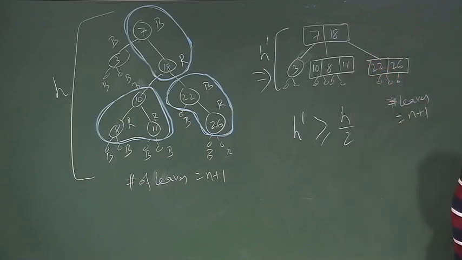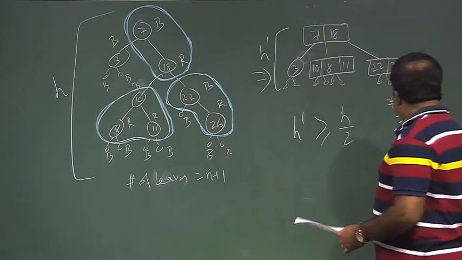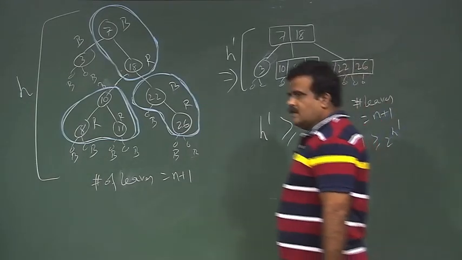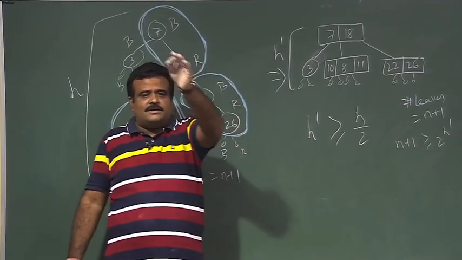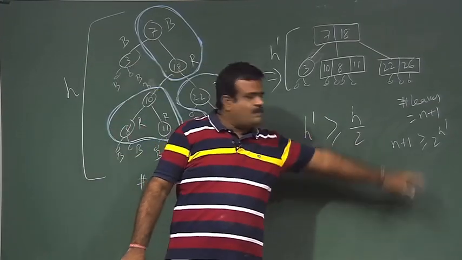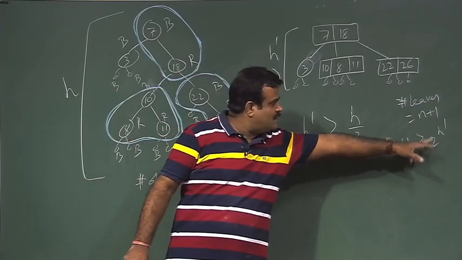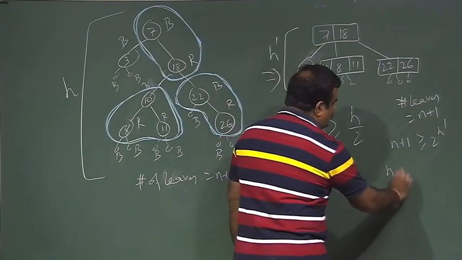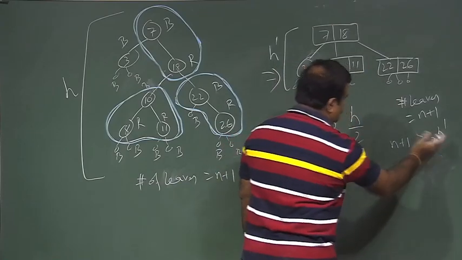Now, each node is having either 2 children or 3 children or 4 children. 2 is the minimum number of children. So from here we can say that n plus 1 is greater than or equal to 2 to the power h prime, because if every node has 2 children, then 2 to the power h prime is the minimum number of leaves it should have. So n plus 1 must be greater than 2 to the power h prime. We also have n plus 1 less than 4 to the power h prime, but we do not need this, we will use this one.